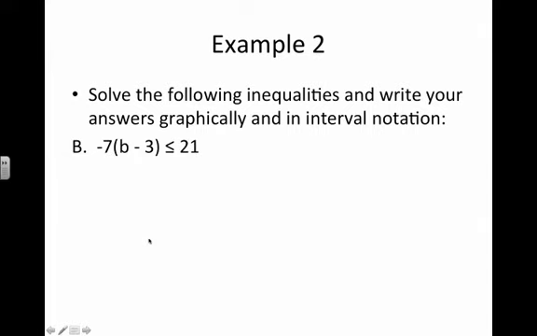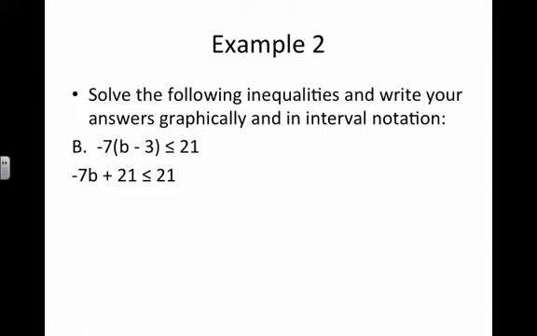All right, we've got negative 7 times the quantity b minus 3 is less than or equal to 21. We need to distribute the negative 7. So that gives us negative 7b plus 21 is less than or equal to 21. Sometimes people question, well, we just distributed a negative. Well, that's fine. We didn't multiply both sides of the equation by the negative 7. We just simplified the left-hand side. So we don't need to reverse any inequality sign right now.